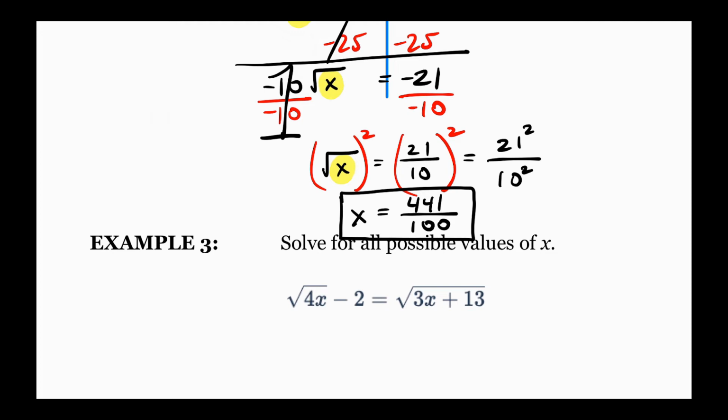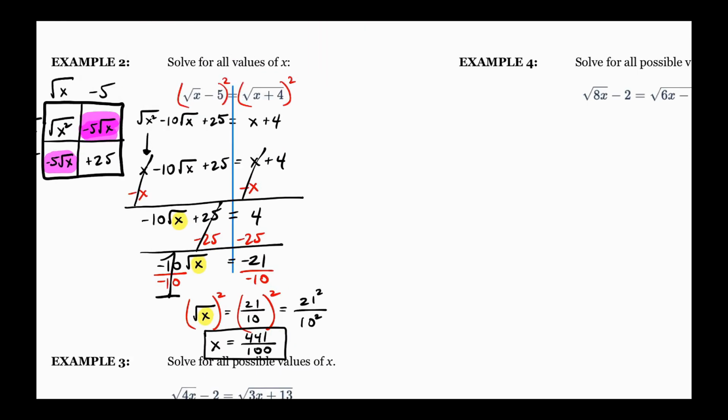My last step is to check the answer to see if it works, to see if it's an actual answer or if it's extraneous. So over here, I'm going to check it. That's when I'm going to change it to a decimal. 441 divided by 10. When you divide that by 10, you get 4.41.